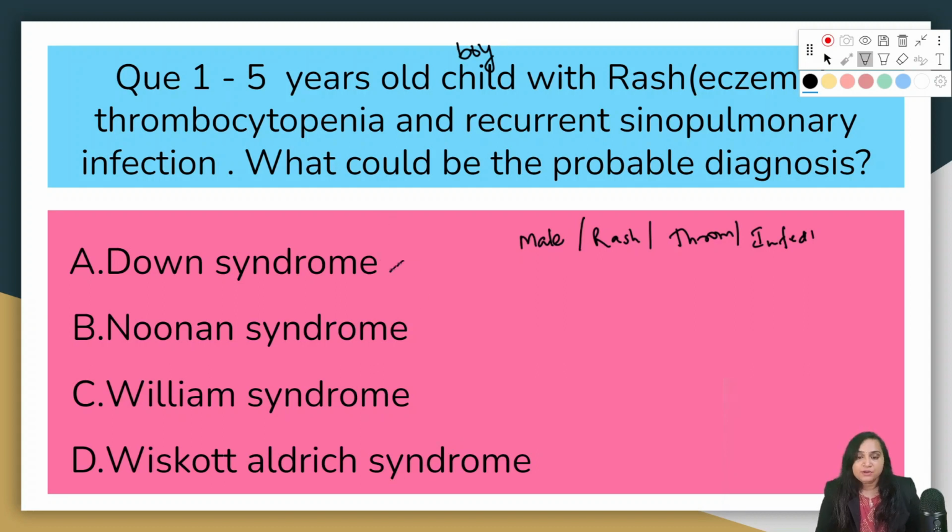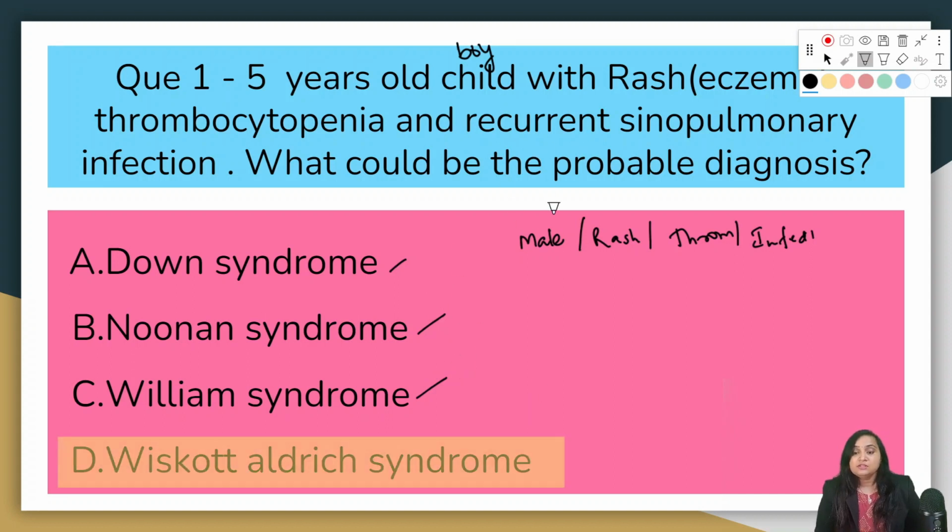syndrome. In Down syndrome, there are many facial dysmorphisms which are not mentioned here. In Noonan also it is not there. In Williams, there are also many dysmorphisms which are not described here. All these conditions classically fit into one syndrome, that is Wiskott-Aldrich syndrome.